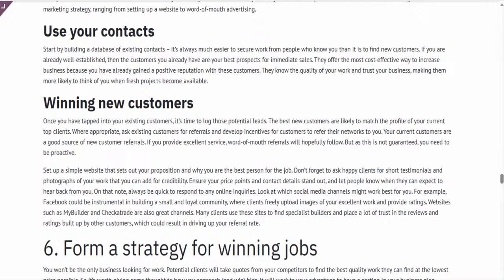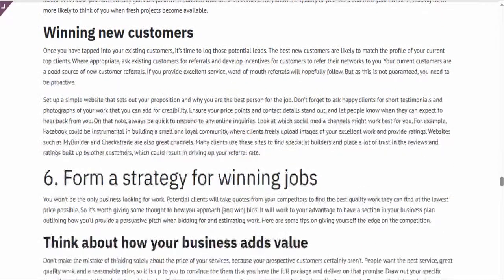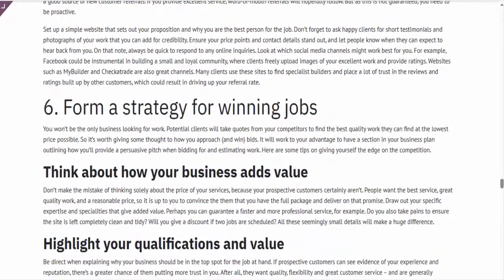Ensure your price points and contact details stand out, and let people know when they can expect to hear back from you. On that note, always be quick to respond to any online inquiries. Look at which social media channels might work best for you. For example, Facebook could be instrumental in building a small and loyal community, where clients freely upload images of your excellent work and provide ratings.